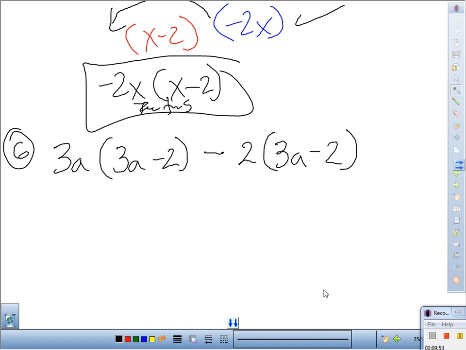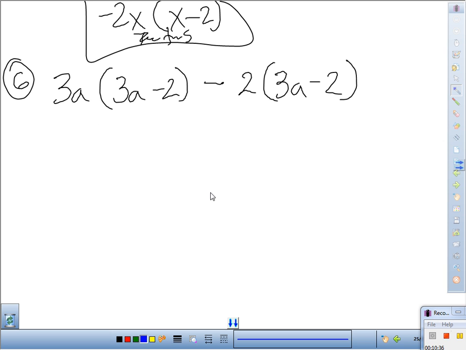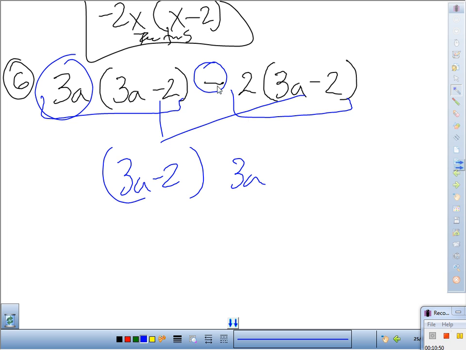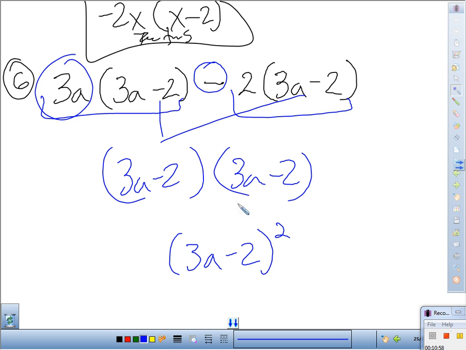Okay, talk it over with your neighbor, see what they got. Okay, let's see. Process. Subtraction outside the parentheses. So term 1, term 2. What do both have the same? 3a minus 2. That's our GCF. This one and this one. What's left over? 3a minus 2. However, 3a minus 2 times 3a minus 2 is written how? 3a minus 2 squared. And have you got that? Okay, good.